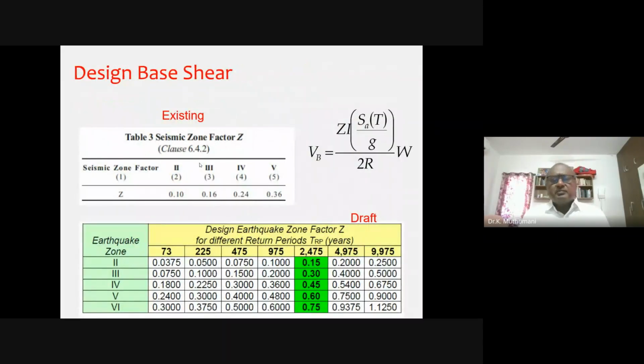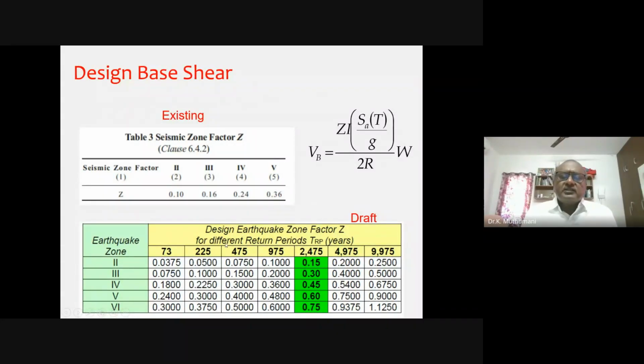Similarly, if you see the current code, zone 2 means 0.1, zone 3 means 0.16 and so on. This is a very simple zone factor, and roughly the number varies between 0.1 and 0.36. Suppose you take the current draft code. The zone count is already increased to 6. Interestingly, they are going to give a different concept, saying that if you understand the return period of your structure, you can design accordingly. For example, if you understand it is only 73 years, something different like that.